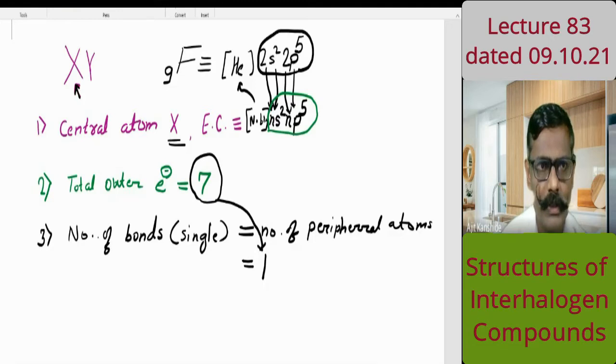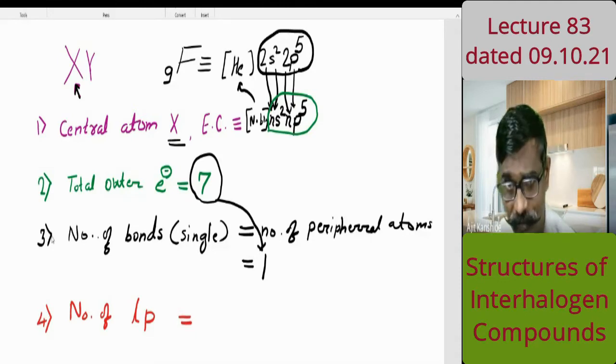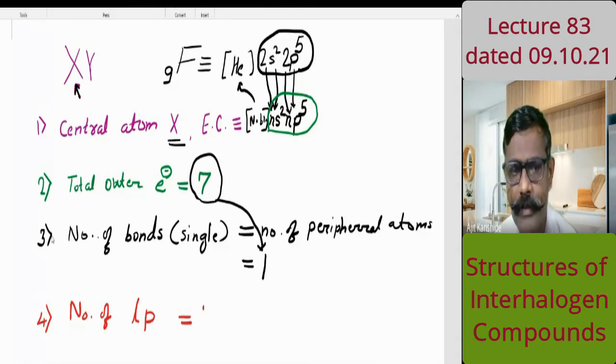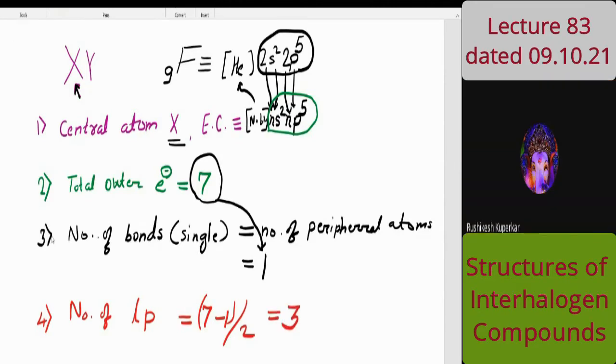Then we have to answer the number of lone pairs. The remaining electrons will be in terms of lone pairs, pairing will be there. Total there were 7, out of that 1 is used, divided by 2 because we want pairs, therefore 6 electrons, so how many pairs will be there? 3. 7 minus 1 divided by 2. What's the answer? 3. Yes, 3.